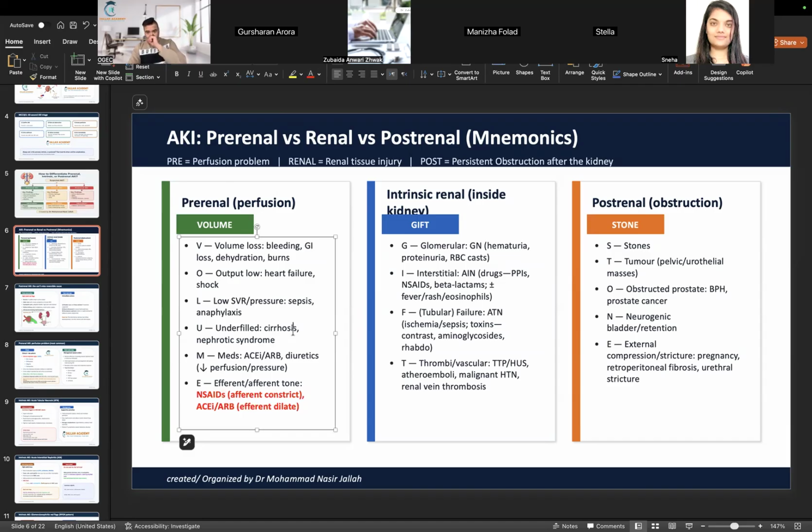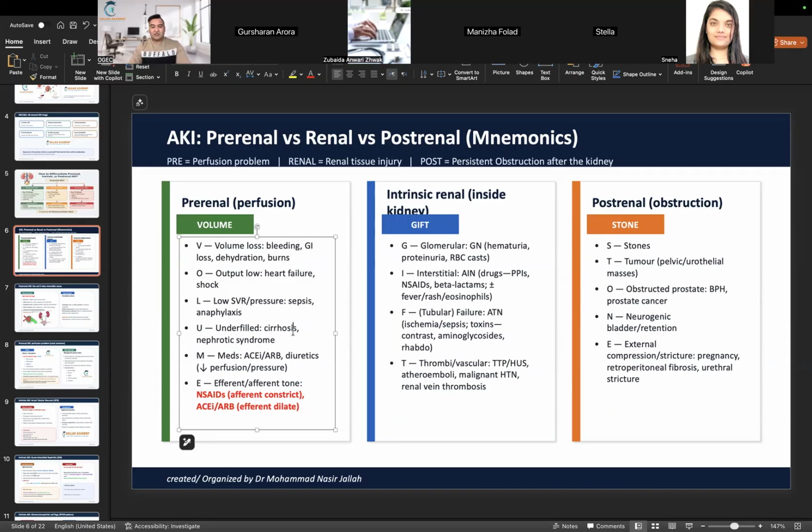Now, intrinsic renal, or inside the kidney, R for renal issue, renal tissue injury. There's a mnemonic for it. What causes renal or intrinsic acute kidney injury? It is GIFT. G stands for glomerular causes, for example, glomerulonephritis, hematuria, proteinuria, and RBC casts, which are very specific for this condition. And I stands for interstitial, like acute interstitial nephritis.